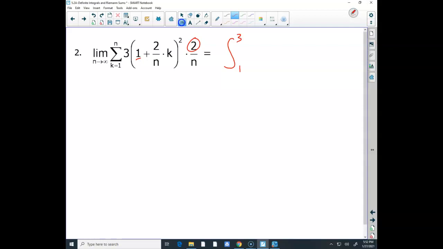And what's my function going to be? Well, if this is my c sub k version in here, it's going to be 3x squared dx, okay? And hopefully if you type that into your calculator, you're going to get 26, okay?